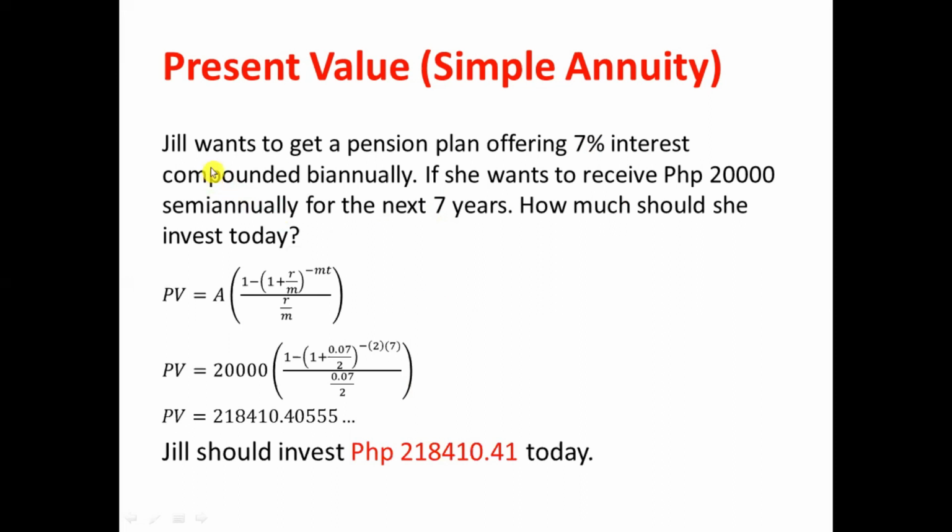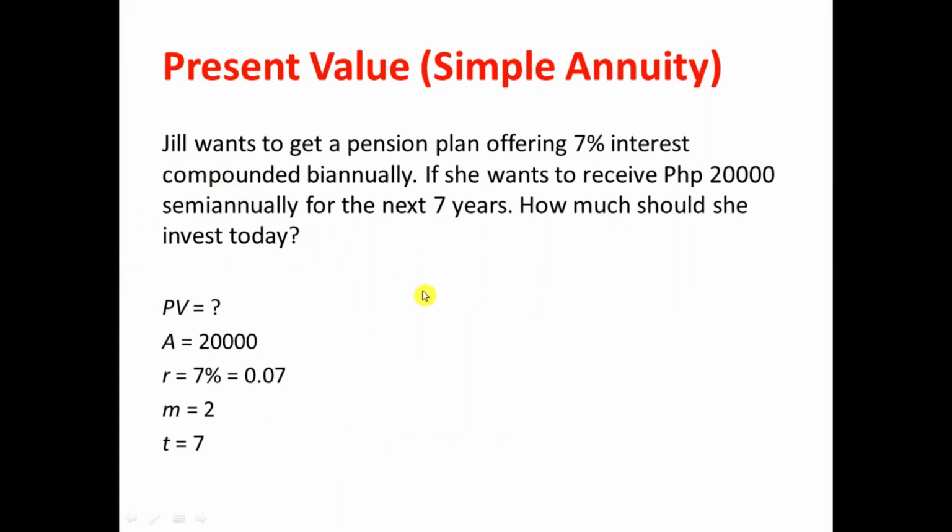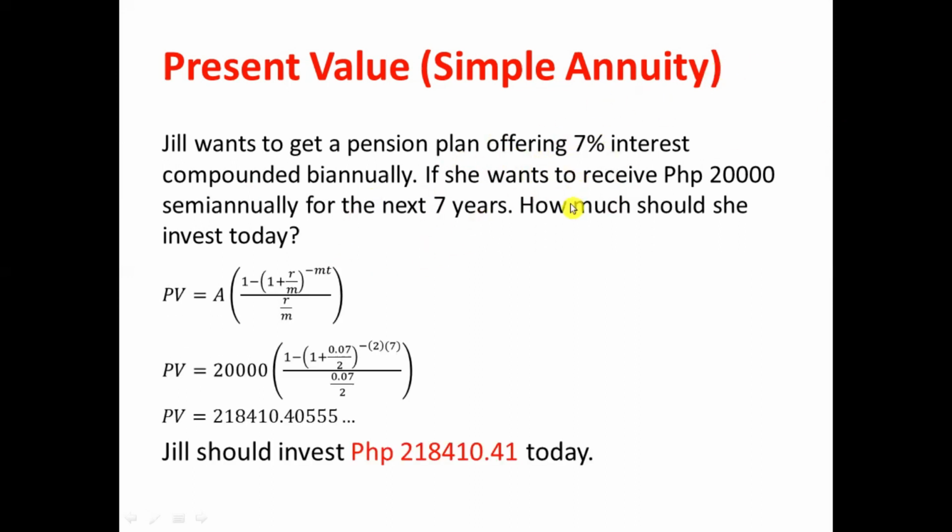So let's just plug in those values. Again, please follow 7 years and 7% interest, not 5 years and 2% interest. We just plug in those values into the formula, 20,000 times etc., and we will get a present value of 218,410.40555, or Jill should invest 218,410 pesos and 0.41 centavos today.